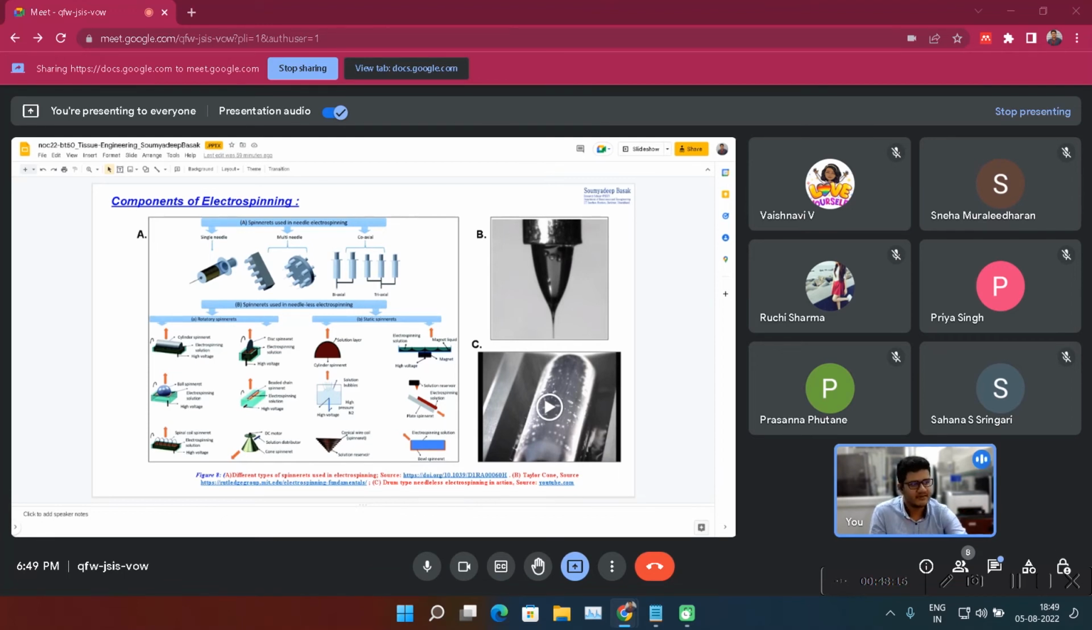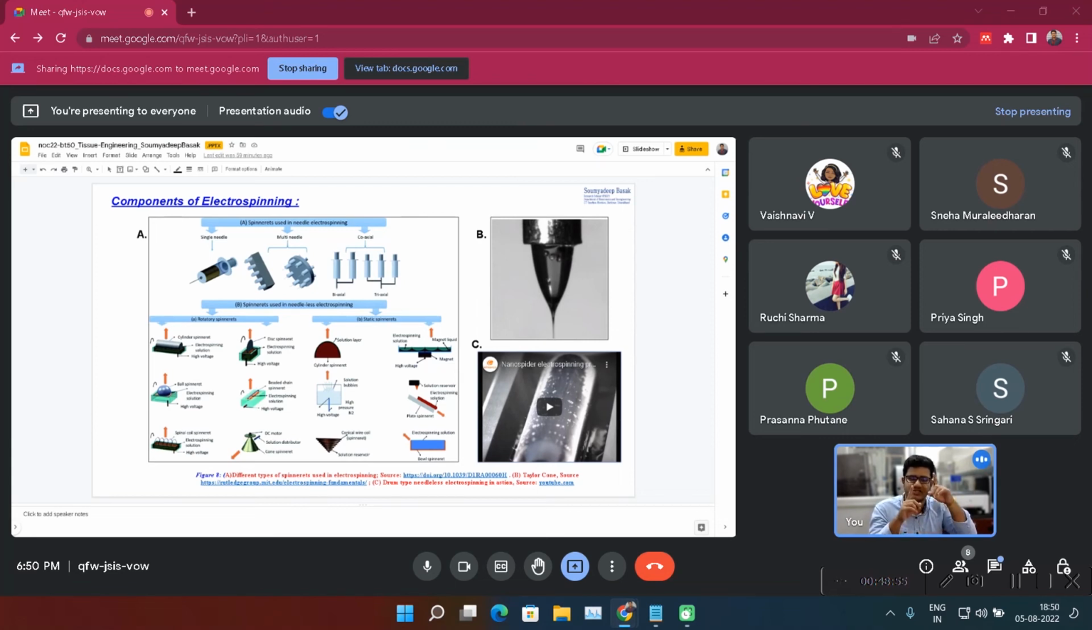where cylinders or balls or disc spinnerets are used, and various investigations are going on to create this kind of needle-less system. I have given a video here, so you can see this electrospinning is being performed from a cylinder. A multiporous cylinder is spinning, a polymer solution is being ejected, the charge difference is created, and the electrospinning is performed.